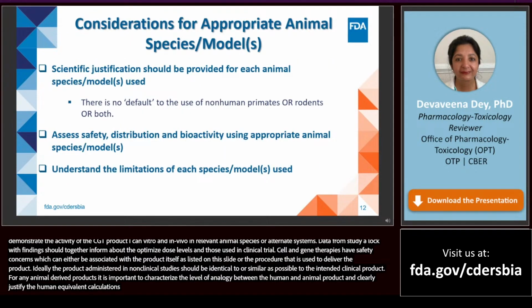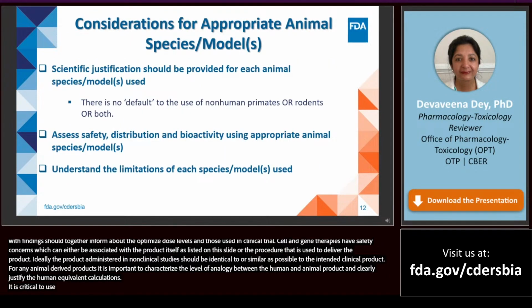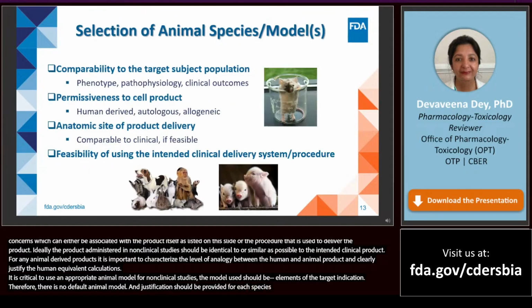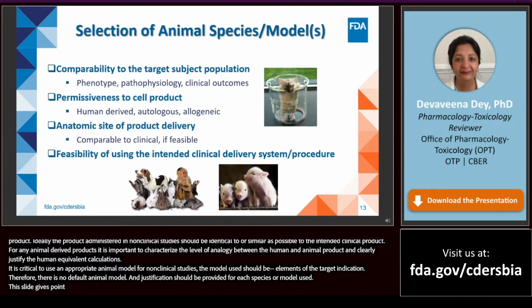It is critical to use an appropriate animal model for non-clinical studies. The animal model used should be permissive to the product and/or recapitulate elements of the target indication. Therefore, there is no default animal model, and scientific justification should be provided for each species or model used. This slide gives some pointers to help select the most appropriate animal model to assess the safety and activity of a specific CGT product.